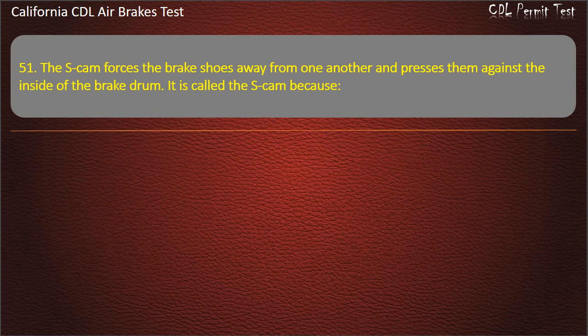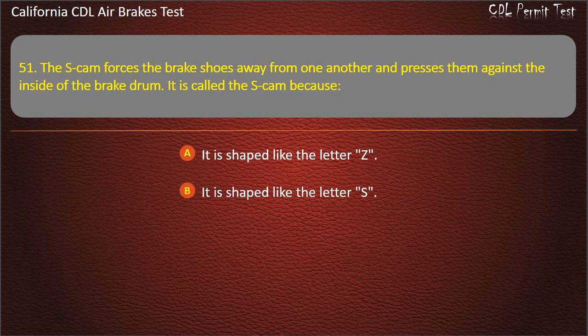Question 51. The S-cam forces the brake shoes away from one another and presses them against the inside of the brake drum. It is called the S-cam because it is shaped like the letter Z. It is shaped like the letter S. It is shaped like the letter N. Answer. It is shaped like the letter S.